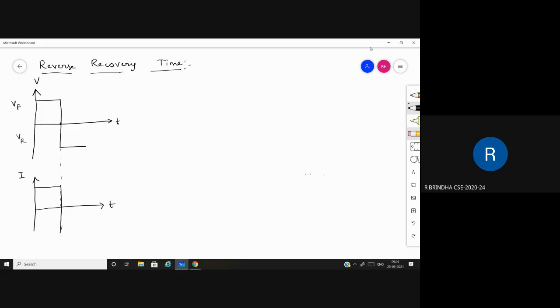Minimum. What do you call that minimum current? Reverse saturation current. Yes, good. So that minimum current is known as reverse saturation current.